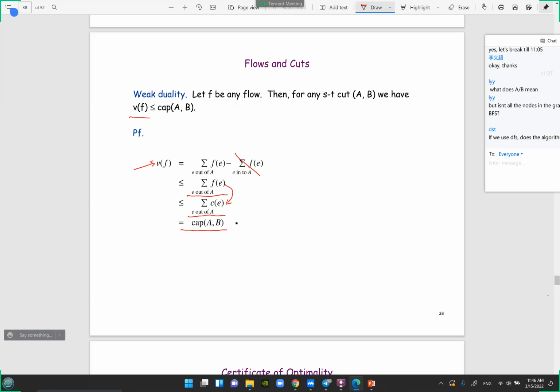And so this means that even the maximum flow has to be less than the minimum cut. Because suppose the minimum cut is A over here, and let's say the maximum flow is F. Well, then you just plug F and A into this weak duality and you see that the size of this flow F is no more than the capacity of this minimum cut A. So the weak duality between flows and cuts is that the maximum flow is no more than the minimum cut.